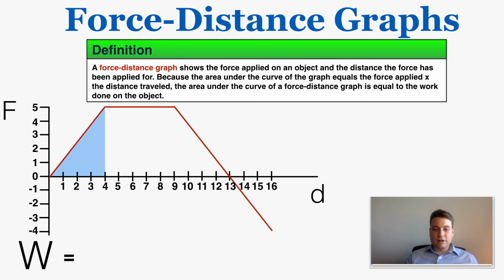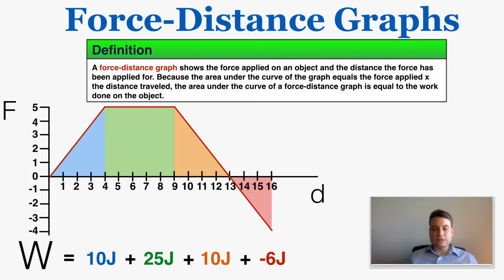As a quick example, I'm kind of cheating and just borrowing this example from a previous lecture. The total work here is going to be 4 times 5 times 1/2, which is equal to 10 joules, plus 25 joules, that's the area of that rectangle, plus the area of this triangle, which is equal to 10 joules. And because this force is negative, it's doing negative work, so that's going to be negative 6 joules. So altogether, the total work done on this graph is equal to 39 joules.